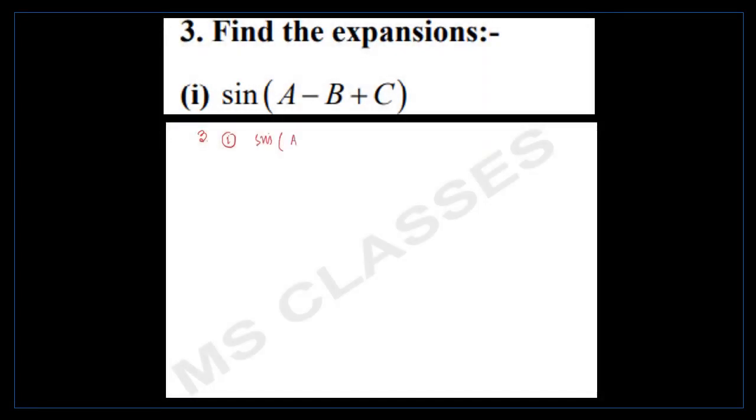Sine of a minus b plus c. Now what we try is to make a minus b as one angle and c as the other angle. That is the technique here. So this is sine of a minus b plus c, and that is the sine a plus b formula, that is sine a cos b plus cos a sine b.